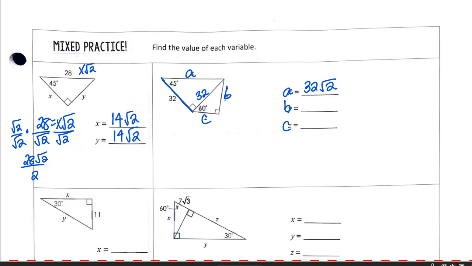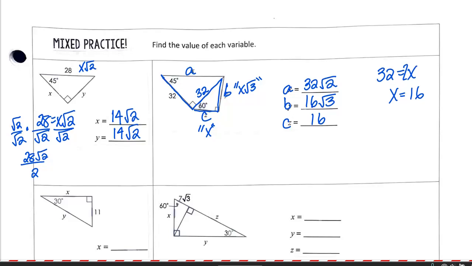Let's look at this 30, 60, 90 triangle now. That means that C is our X because it's across from 30 degrees. B is our X square root of 3 because it's across from 60. And that means that 32 equals 2X. That's going to allow us to find that X. So that means that X equals 16. So when we put that in, that means C equals 16 and B equals 16 square root of 3. So you see how we just put it all together and it works out beautifully.